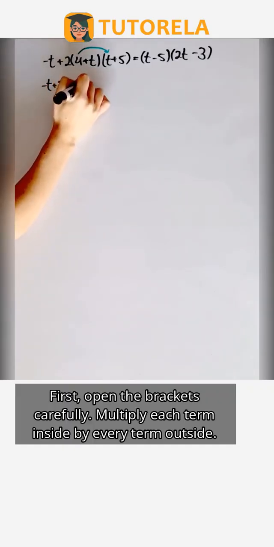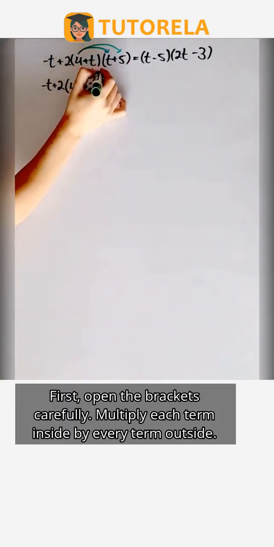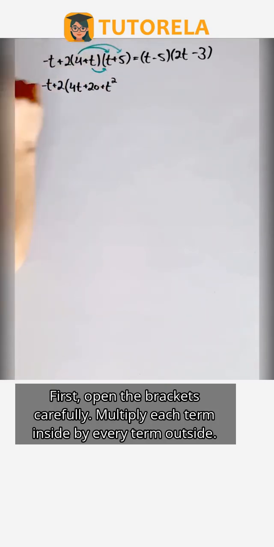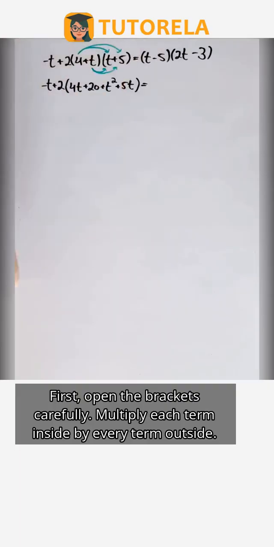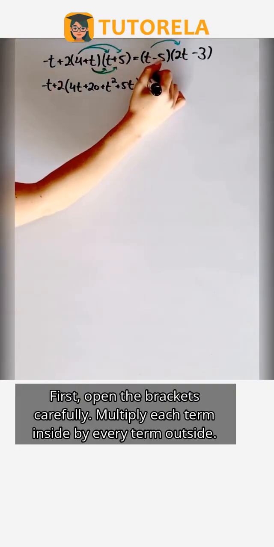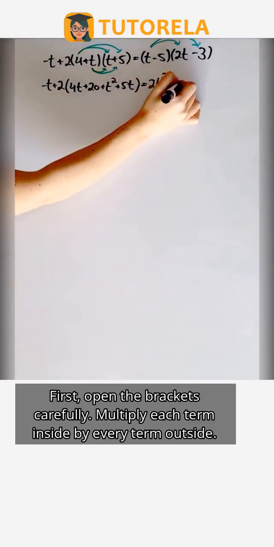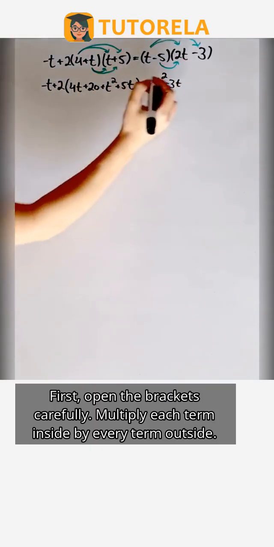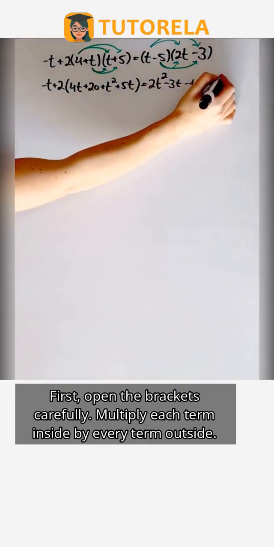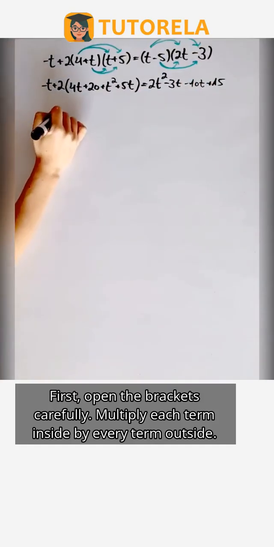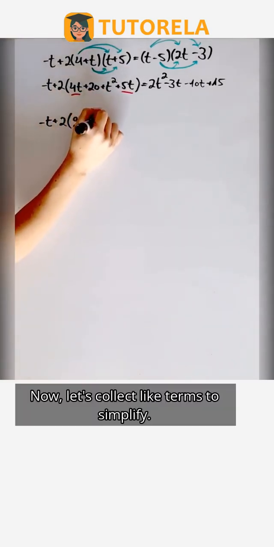First, open the brackets carefully. Multiply each term inside by every term outside. Now let's collect like terms to simplify.